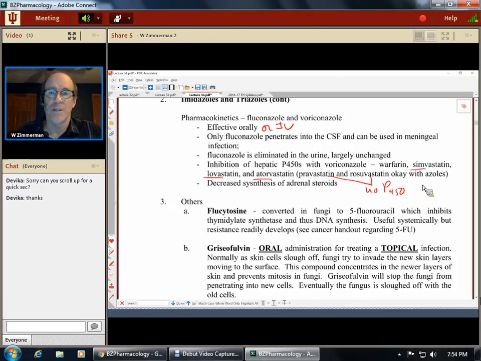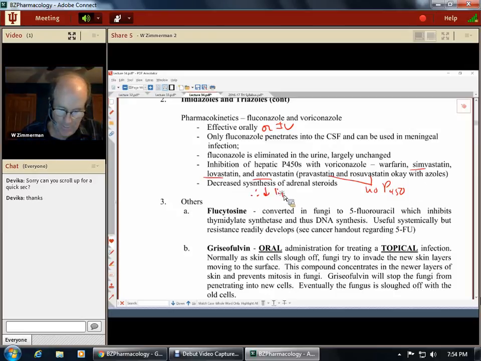These drugs also decrease the synthesis of adrenal steroids. So, therefore, you can get decreased libido. So maybe some gynecomastia.